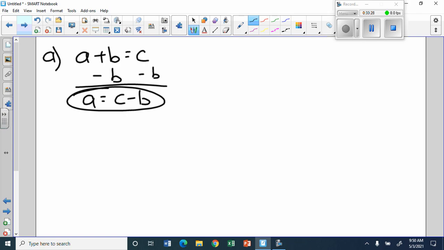Wx equals Y. Solve for W. Noah, what you gonna do? Yeah, I'm gonna look at what's happening to W. I'm multiplying by X. To undo it, I divide by X. So W equals Y over X.